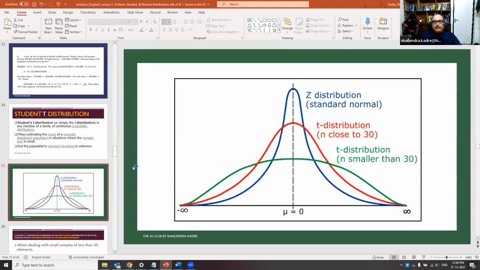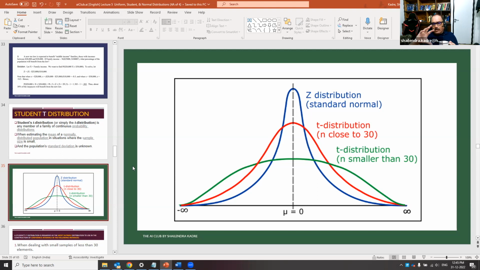See, there are three curves I have shown. First, the top one, the highest, with the steep peak, the blue curve. This is your standard normal distribution, with sample size more than 30. Now see the middle curve, the red curve, the second peak. That is the t distribution when n is close to 30. N means sample size. Sample size is close to 30. That is the red curve. And if n is much smaller than 30, then it is the green curve.